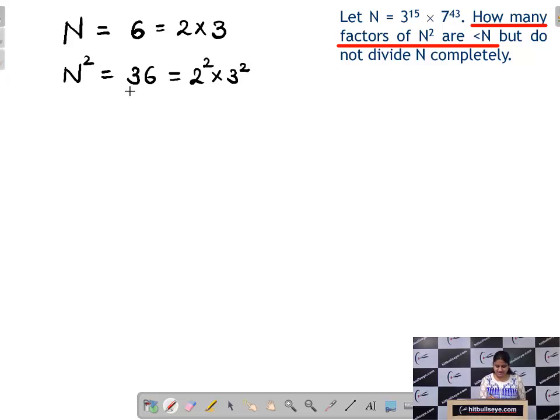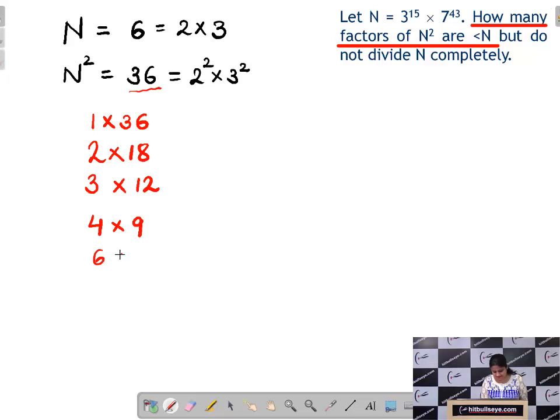So, if we take n square here, which is 36, and we write the factorization, first we will get 1 into 36, then we will take 2 into 18. See, I'm writing the smaller number on left hand side and the bigger number on right hand side. The next will be 3 into 12, the next will be 4 into 9, and the next will be 6 into 6. So that is the list of all factors of 36. But as you can see, 6 is coming twice.